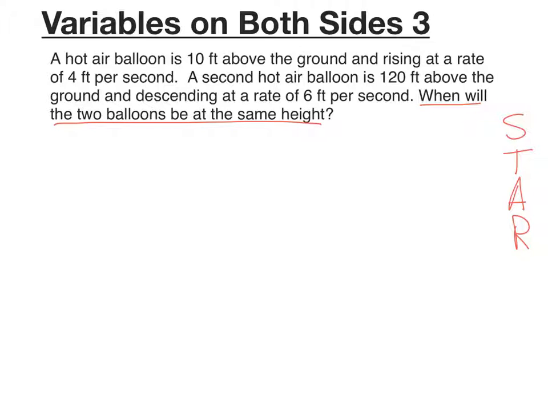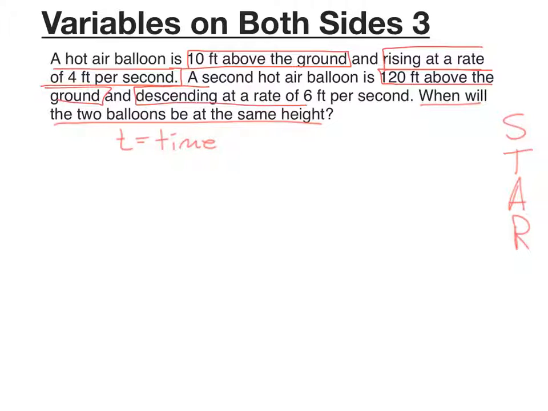So we need to use a variable to represent this. I can use t since we're looking for time. Now we want to make sure we put a box around any relevant information. 10 feet above the ground, that's important. This is for the first balloon. And rising at a rate of 4 feet per second. Our second balloon is 120 feet above the ground, and descending at a rate of 6 feet per second. So it's all good to know.